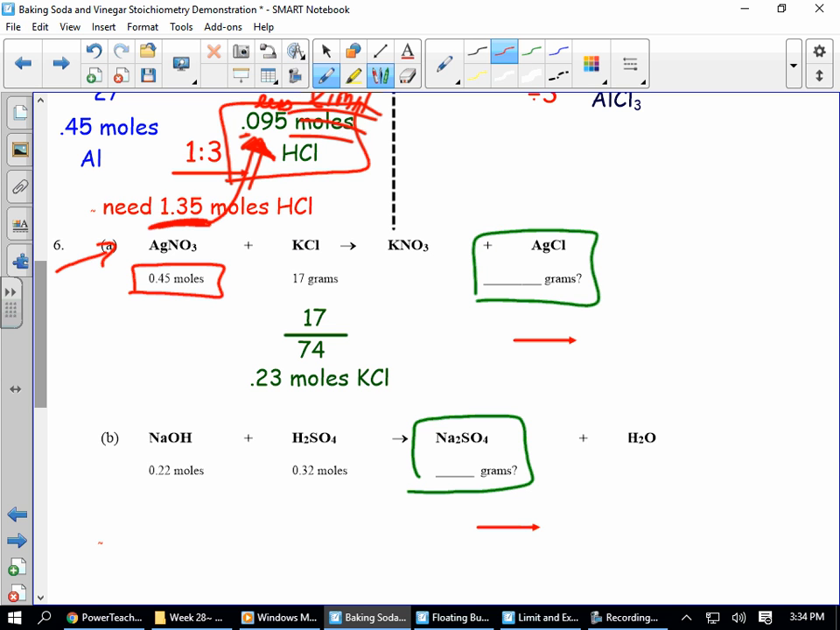I think we forgot to say that, but it is already balanced. So if I have 0.45 moles of this, I should have 0.45 moles of this. Do I? That is a no. I actually have less of this, so I'm going to box this up. This is my limiting.